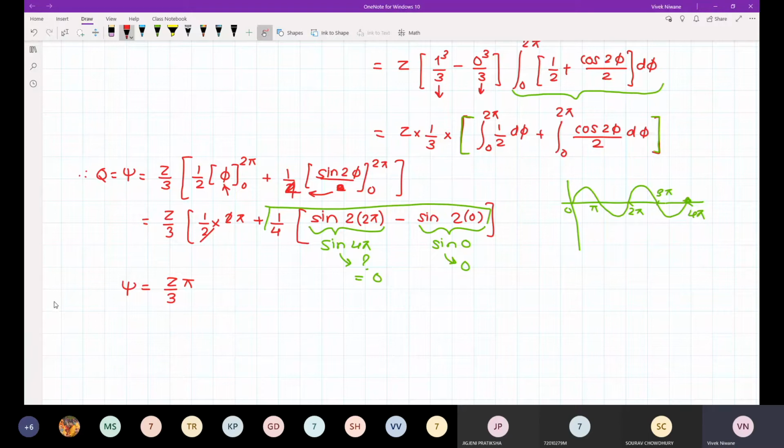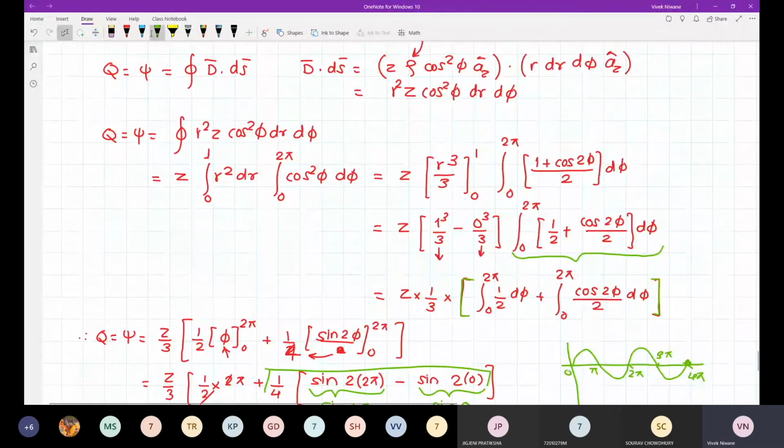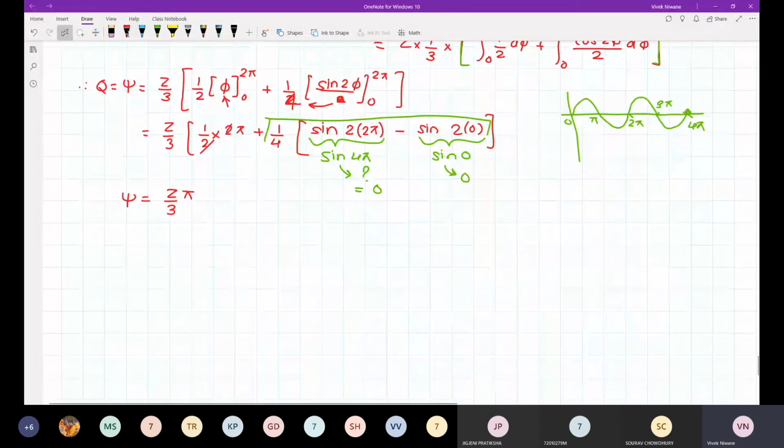Okay, so solving an integral manually takes a little bit more time, but if you solved that part, the integration of cos square phi, on the calculator, you would get the answer 0 right there. Okay, nevertheless you must have your backup plan along with you.